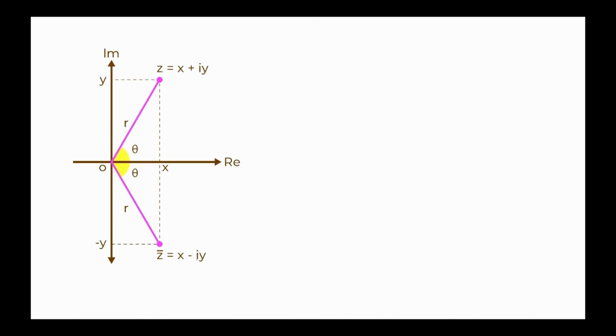z bar would be x minus iota y. And if I was to represent them in the Argand plane, it can be represented in this format. The x is same for both these complex numbers z and z bar. However, my y is ranging. It is y for the first case and minus y for the second case. So you must understand this type of graph.